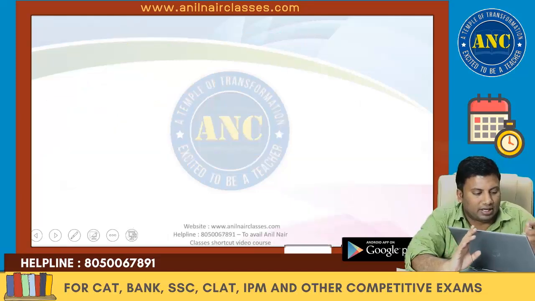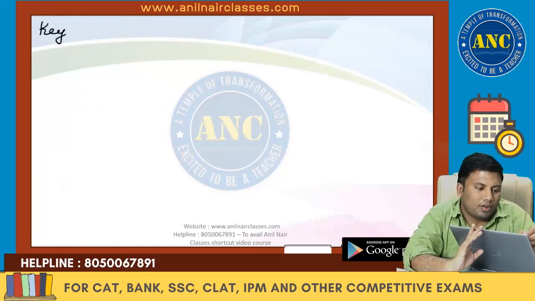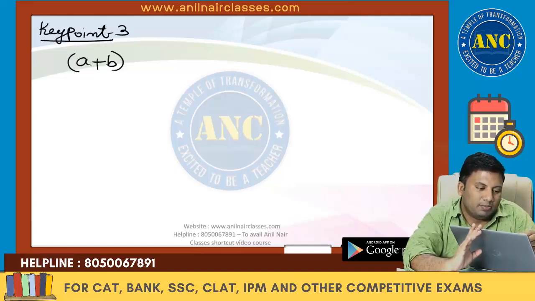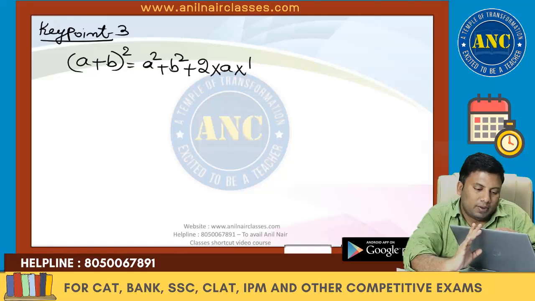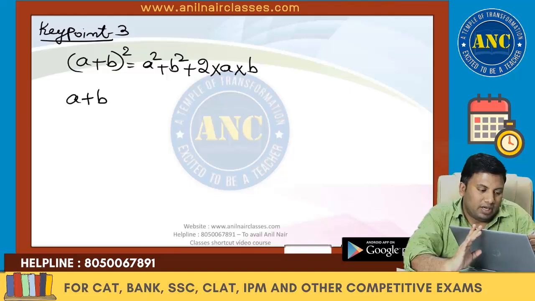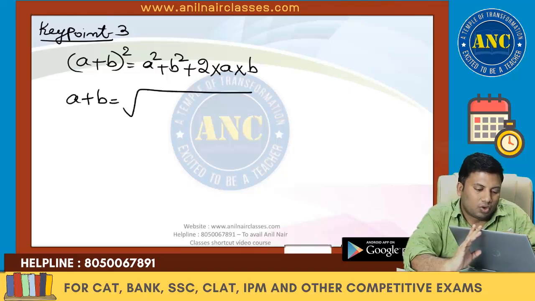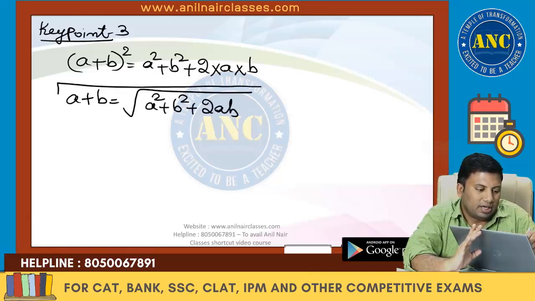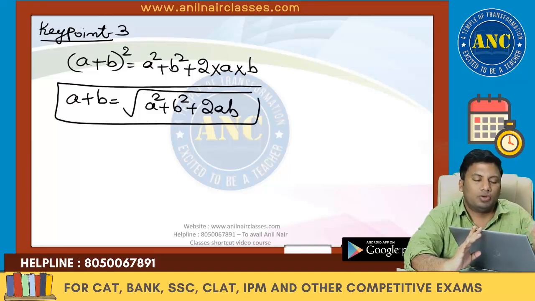Now key point number 3. All the questions are based on this concept. A plus B whole square is A square plus B square plus 2AB. I hope it is clear. So A plus B is nothing but root of A square plus B square plus 2AB.